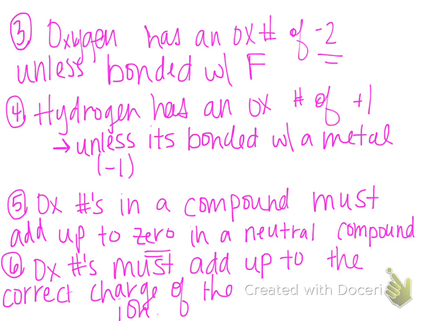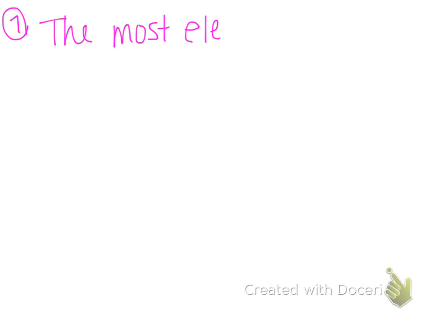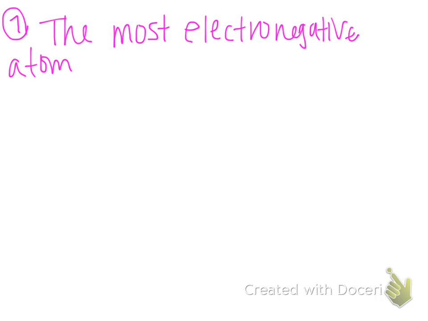All right, and our last rule here, number 7, says if none of those other rules apply, if oxygen's not there, if fluorine's not there, if none of those other rules apply, the most electronegative atom gets to keep its charge.